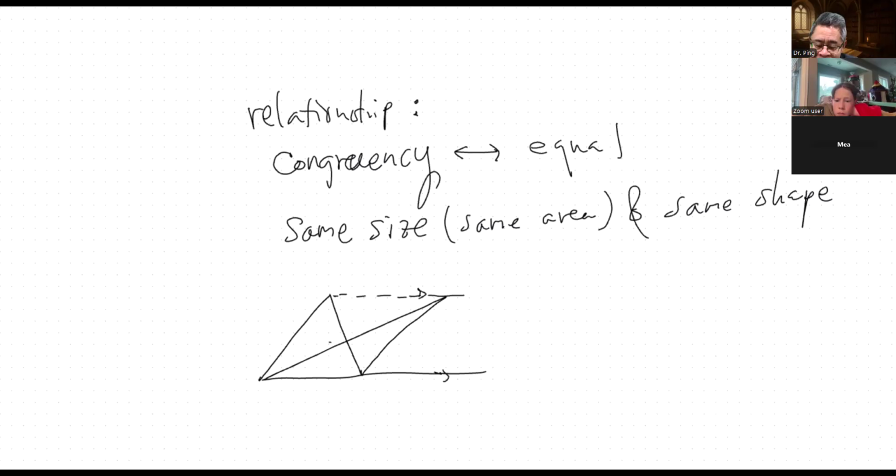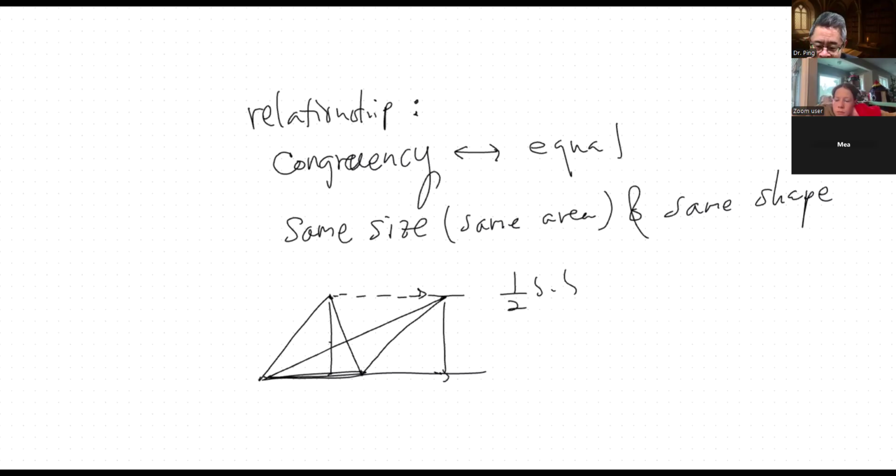Even though the second one probably looks not as big as the first one, they're actually the same, because we know the area formula is half base times height. Now we have the same base and the same height. Height is from here to the bottom, from here to the bottom. Same height, same base, same area, but the shape is different.